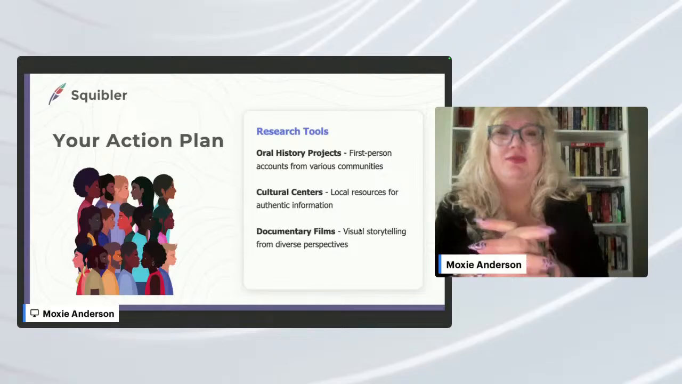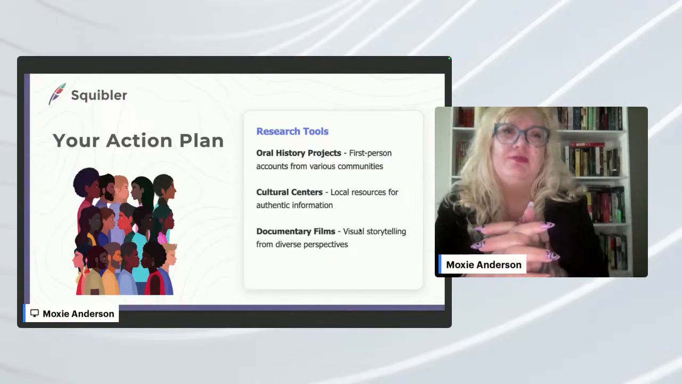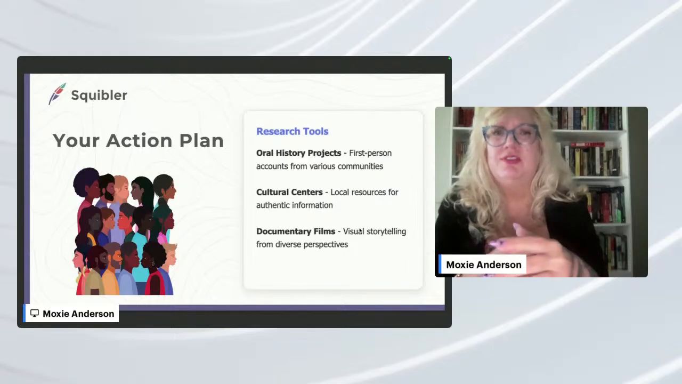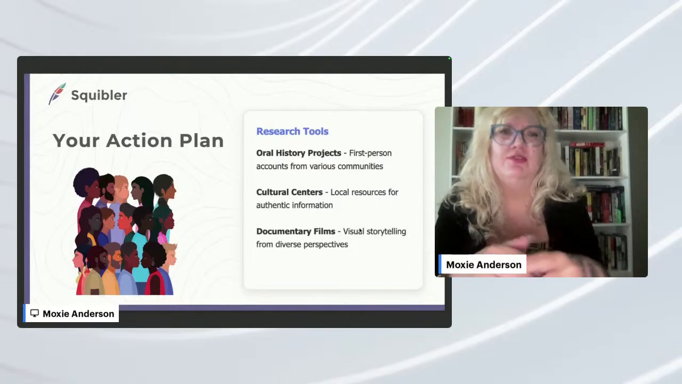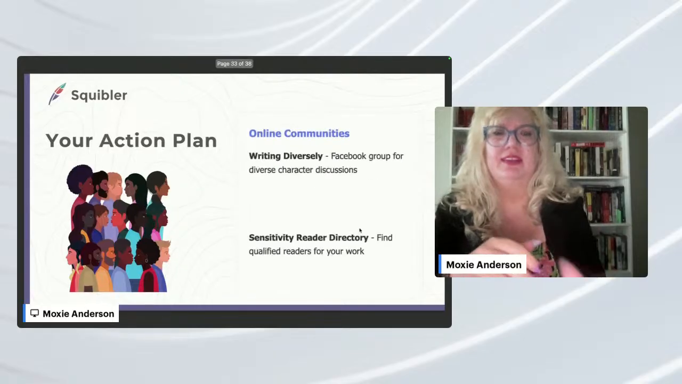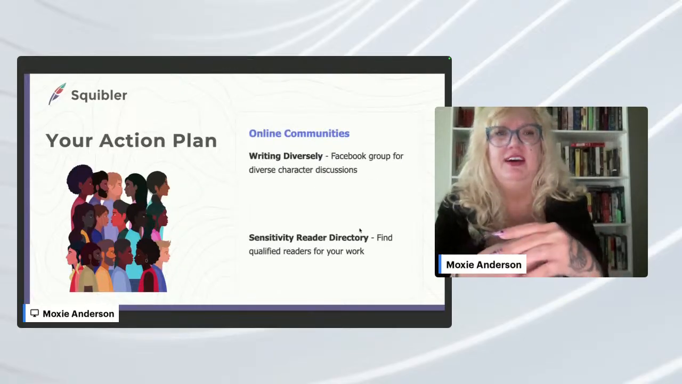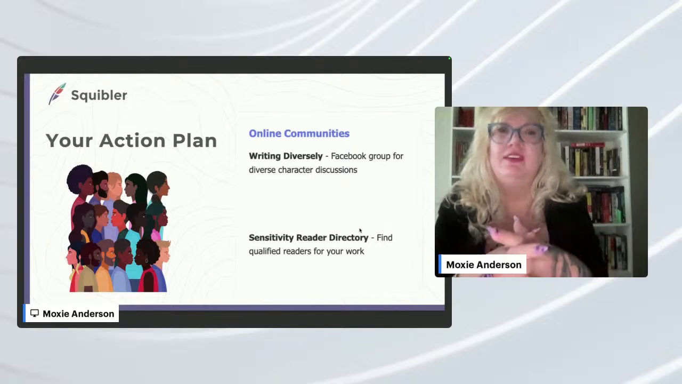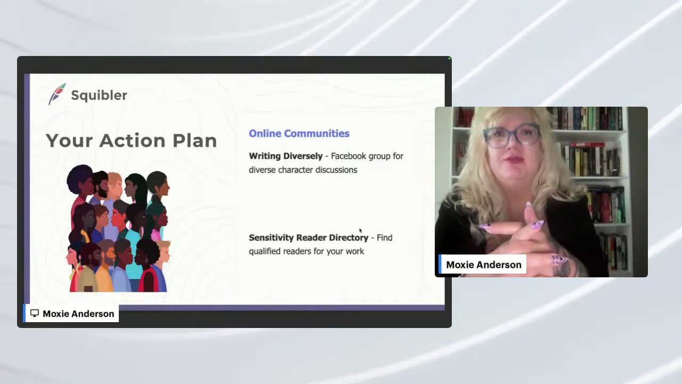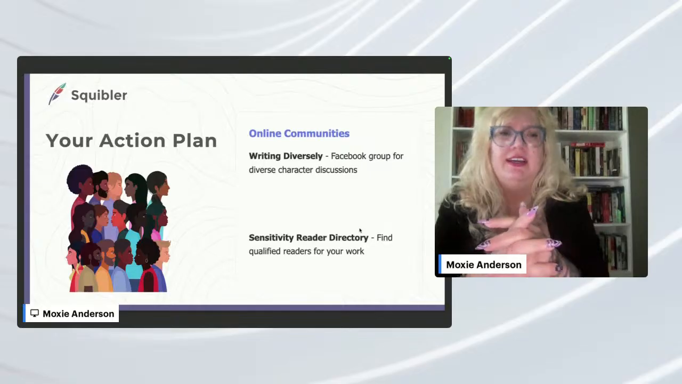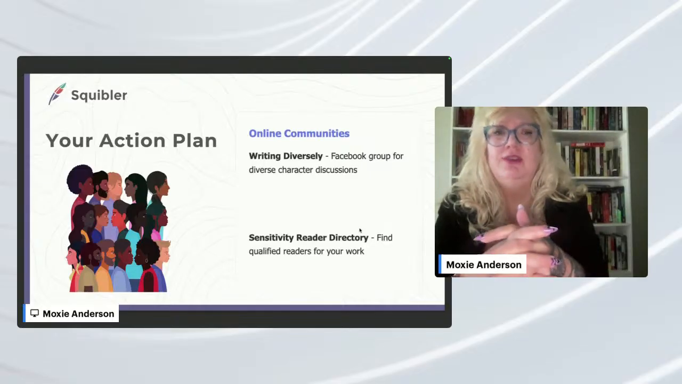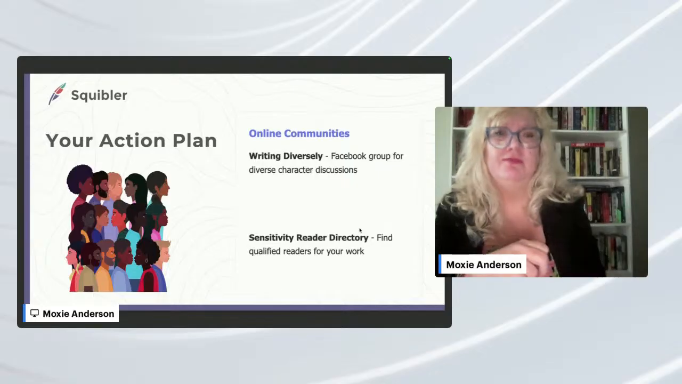You can set up an action plan as well if you'd like to. There are research tools that you can look for. You can investigate oral history projects. These would be first-person accounts from various communities. You can contact cultural centers in the community you're writing about for local resources, and watch documentary films, visual storytelling from different perspectives. You can also look to online communities. Writing Diversely is a Facebook group for writing diverse character discussions. And you can look for a sensitivity reader directory to find qualified readers for your work. Sites like Fiverr and Upwork do have sensitivity readers for hire as well.